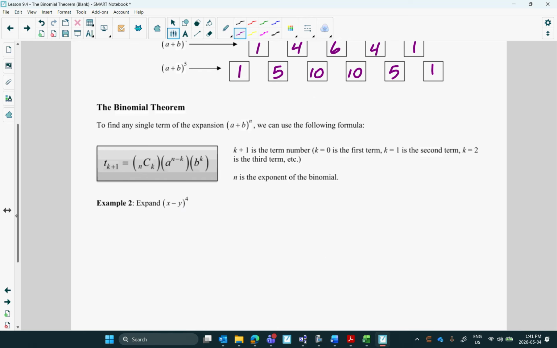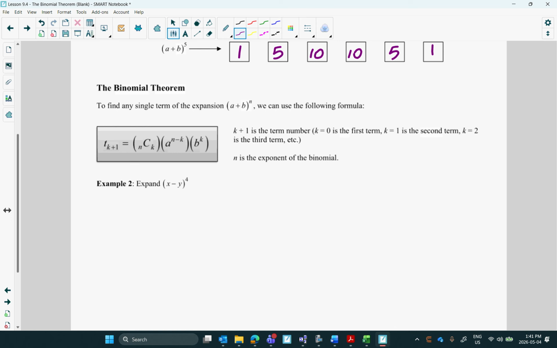Okay. Here's the binomial theorem. This is on your formula sheet. You do not have to remember it. It is the final formula. And I will give you guys, because I have the exam review ready to go, the complete formula sheet that you're going to see for the exam.